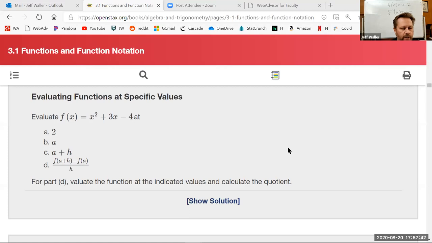Part A and B have to be easy. Part C, there's a little bit of work you got to do. And then part D is going to be exciting.